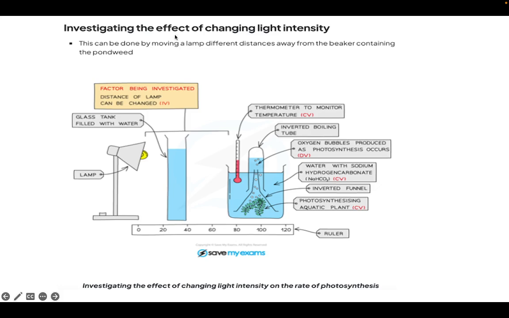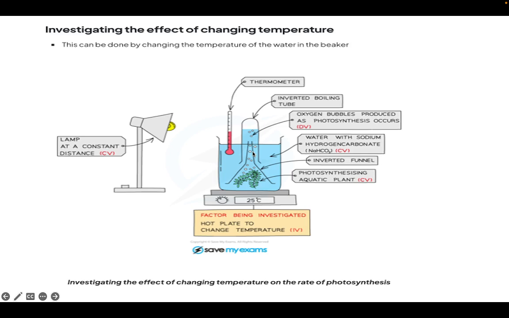Anytime they talk about investigating the effect of changing light intensity, we understand we are changing the distance of the pondweed from the light. What are we keeping the same? Temperature should be the same. The amount of water should be kept the same, as we have here. The plant we are testing should be kept the same, and all that. We should know what we are changing, what we are measuring, which is the volume of oxygen produced, and what we are keeping the same.